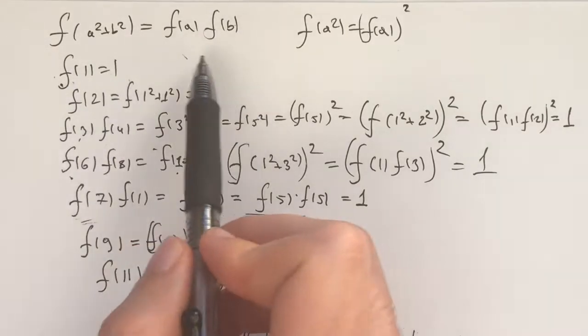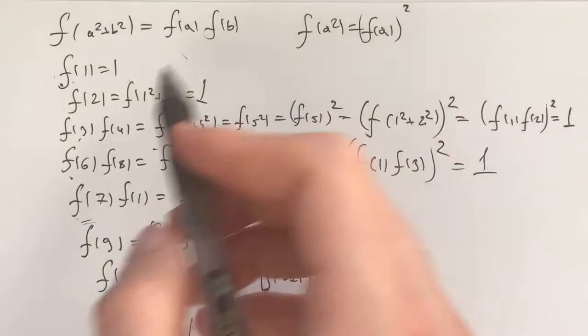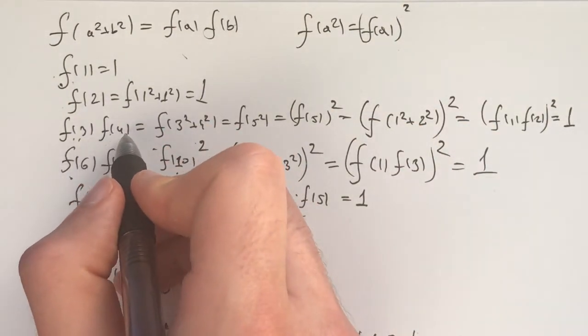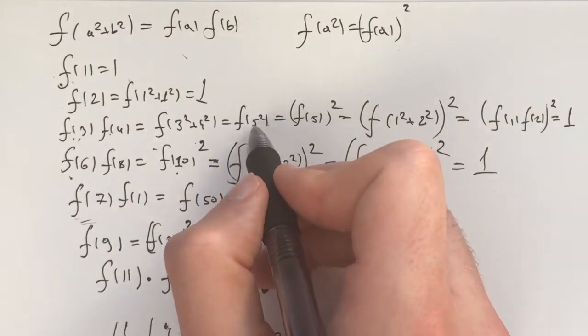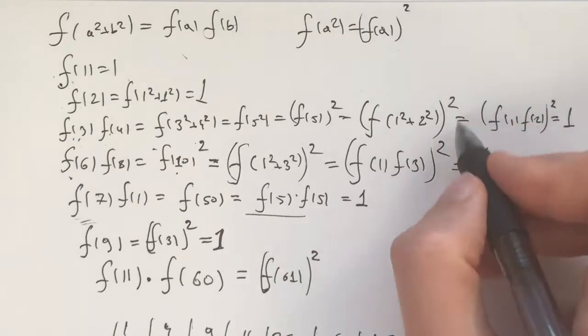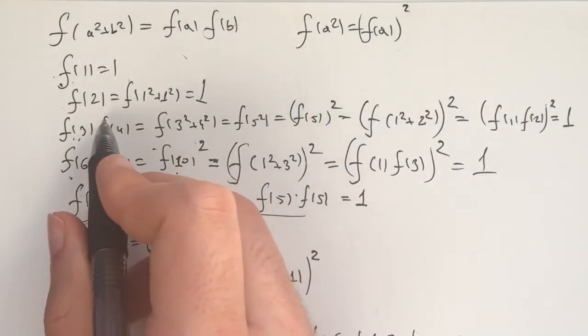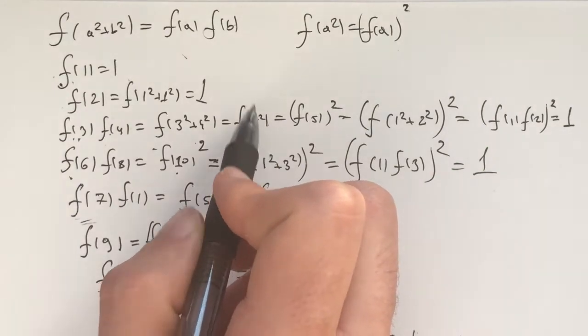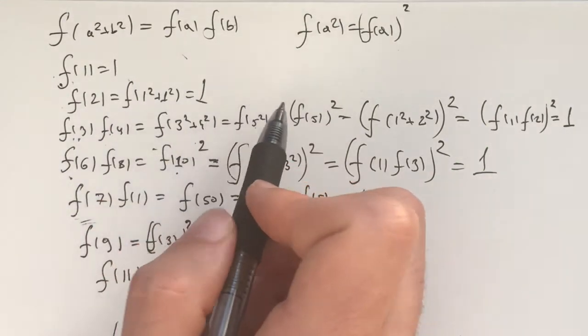F of 1 I got directly, f of 2 I got here. F of 3 I got because f of 3 times f of 4 is f of 5 squared, and that's the same as f of 1 times f of 2 squared. And that's how I got f of 3 and 4. F of 5 I got because it can be written as 1 squared plus 2 squared.